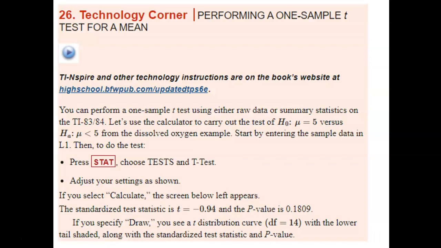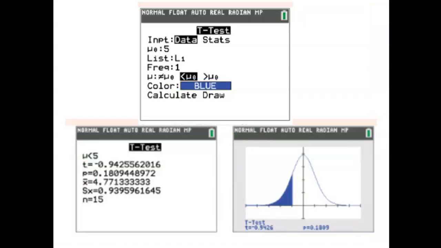So I kept promising you the calculator. There's a way to do this on the calculator. It's called a t-test, and it's in the stat test menu. I'll show you in a minute what you press. For this particular example, they're using a mean of 5, and this is the river example. So we went to stat test and then chose t-test. Now it's going to give you an option: do you have data or do you have stats?